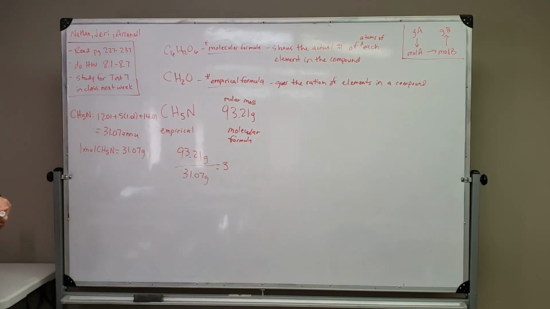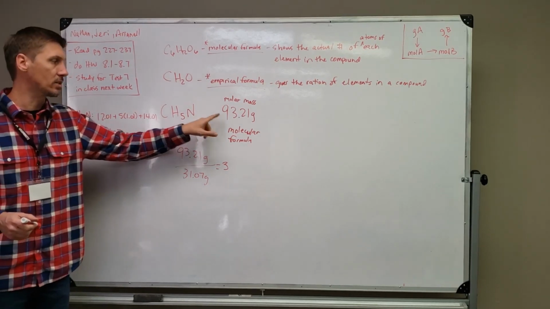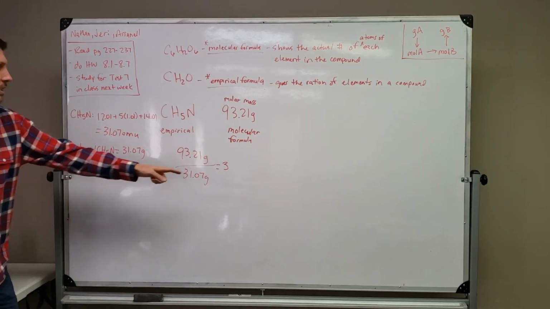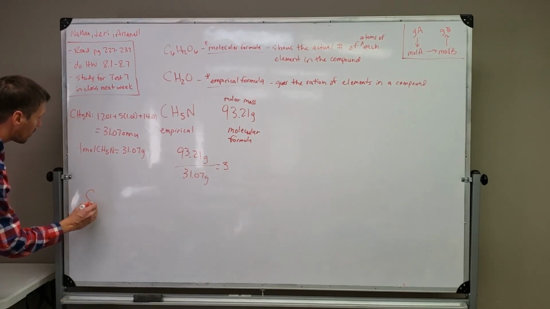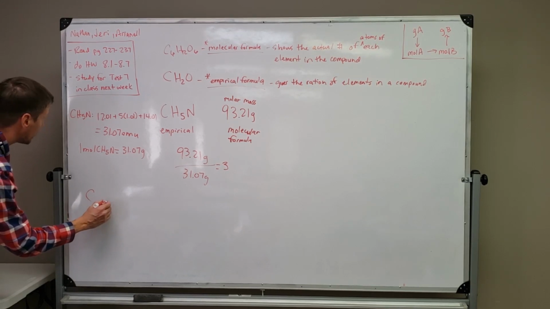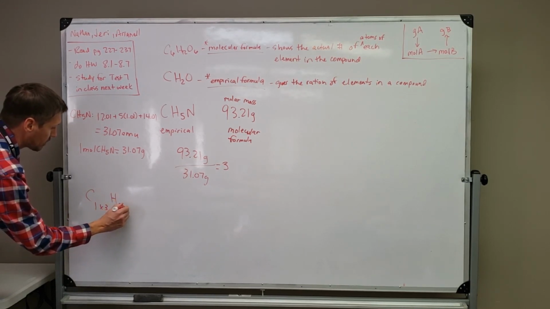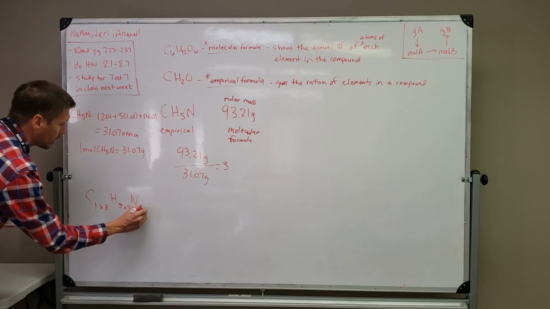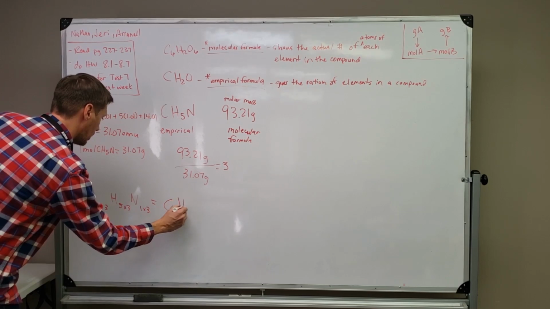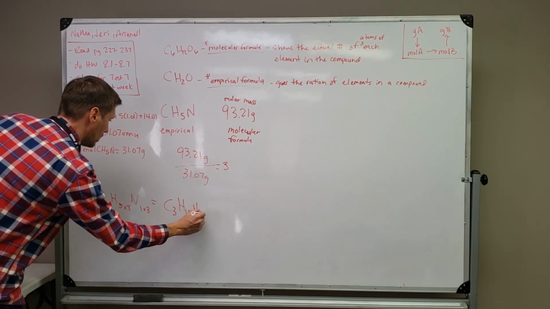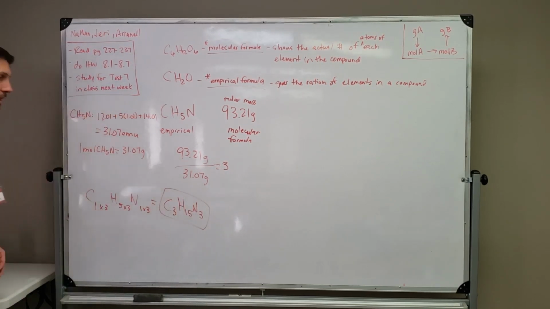And so what we want to do now, 3 times this will give us the molar mass of the molecular formula. So then what we want to do is take this 3 and multiply it by each of the subscripts on this. So the molecular formula then is going to be C 1 times 3, H 5 times 3, and then N 1 times 3. To give us a molecular formula of C3H15N3. So that's our molecular formula. Do you guys see how I did that?